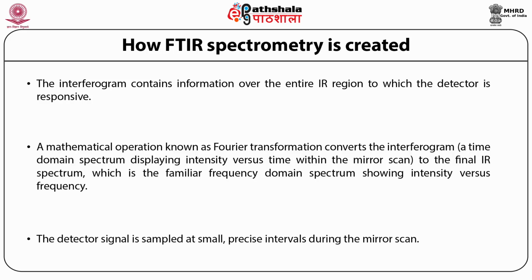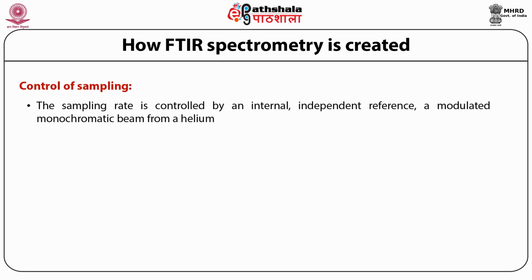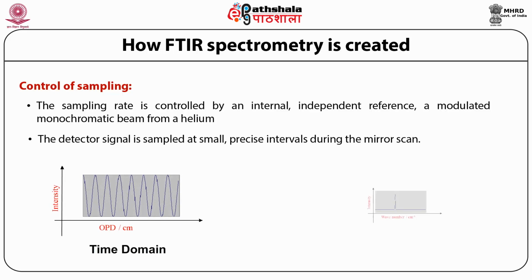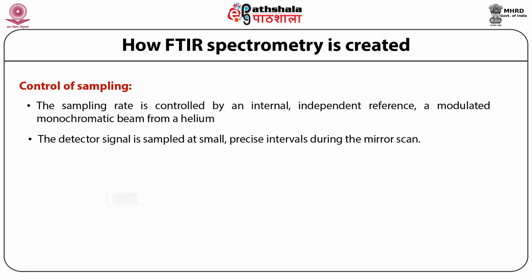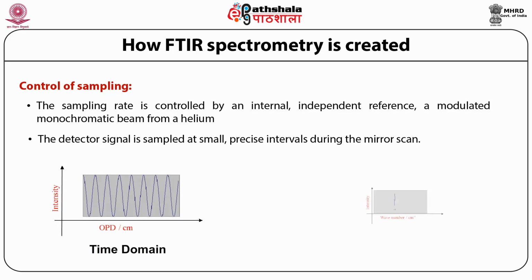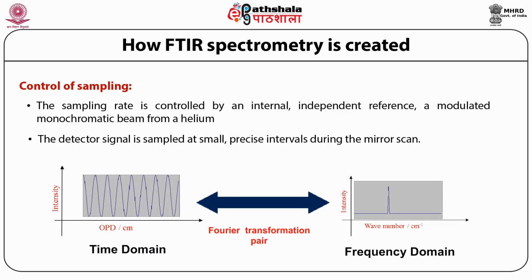The detector signal is sampled at small precise intervals during the mirror scan. The sampling rate is controlled by an internal independent reference, a modulated monochromatic beam of a helium neon laser focused on a separate detector. You can see here the time domain intensity versus OPD per centimeter. After the Fourier transformation pair, it gives you a sharp intense peak in the form of intensity versus wave number in the frequency domain.